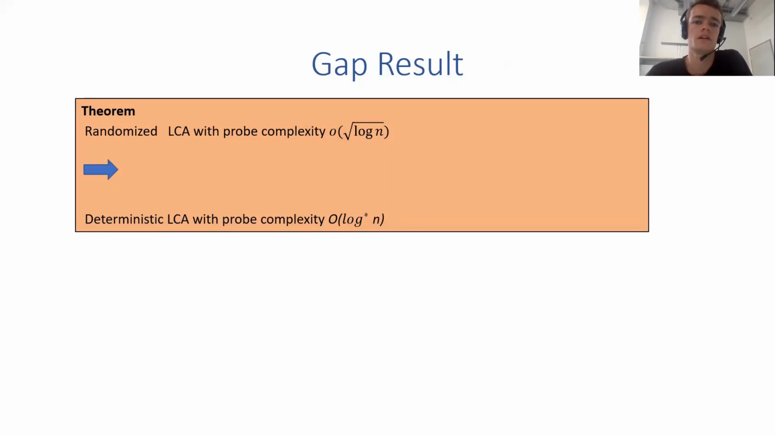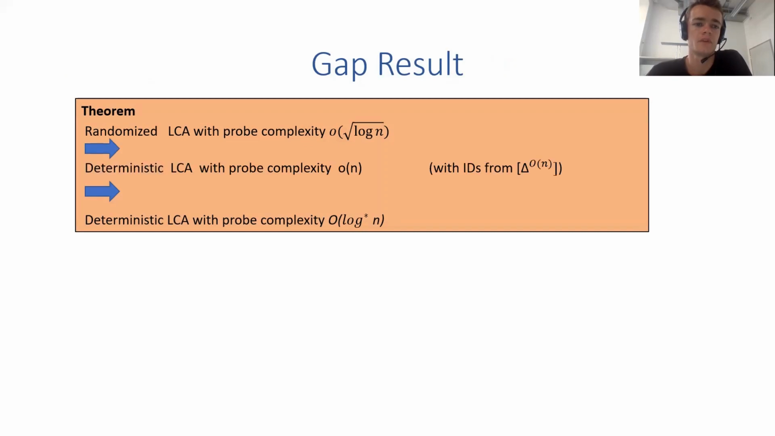Okay, so how are we going to prove this gap result? We're actually going to prove it in 2 steps. First, we show that a randomized LCA with probe complexity little o of square root log n implies a deterministic LCA, so we de-randomize it with a much larger probe complexity, but still sublinear in n. And this deterministic LCA actually also works with IDs from an exponential range. That it works with an exponential range is important in the second step, where we show that we can turn this deterministic LCA into a much faster deterministic LCA with a probe complexity of order log star of n.